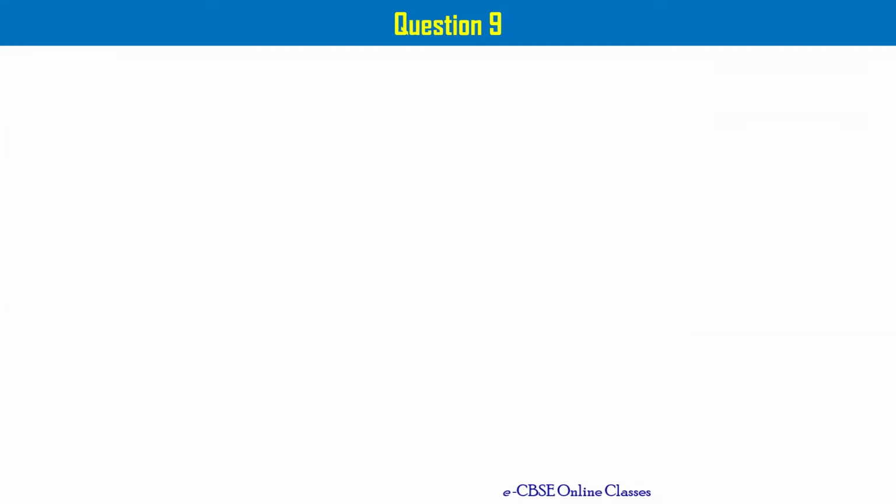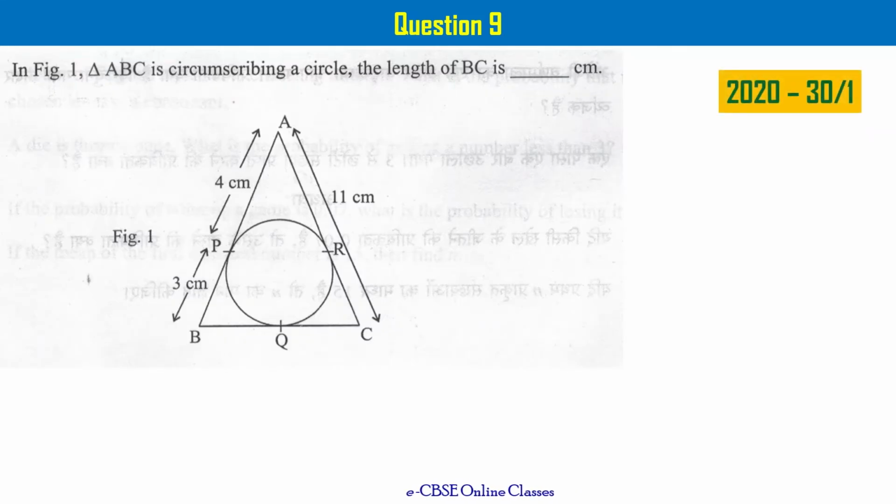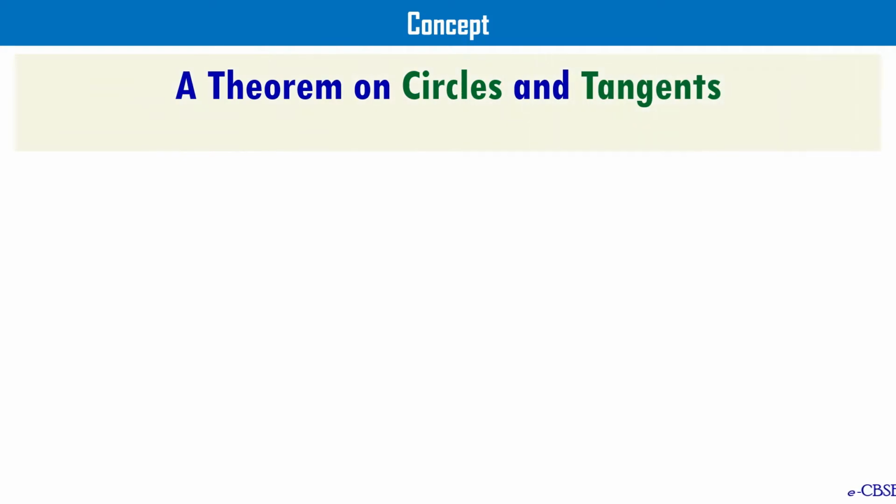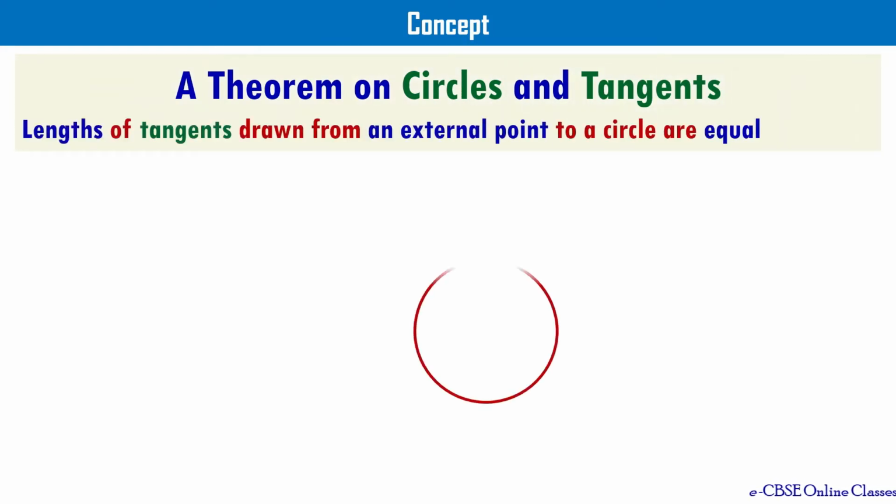Let us consider the next question, that is question number 9. In figure 1, triangle ABC is circumscribing a circle. The length of BC is how many centimeters we have to find. Prior to attempting this particular problem, I would like you to recall a certain concept related to this problem. That is a theorem on circles and tangents. It states that the lengths of tangents drawn from an external point to a circle are equal.